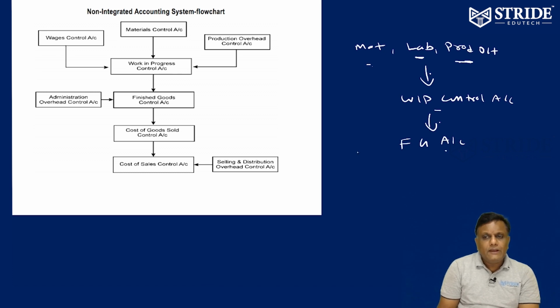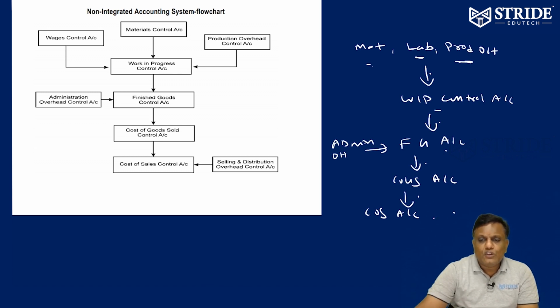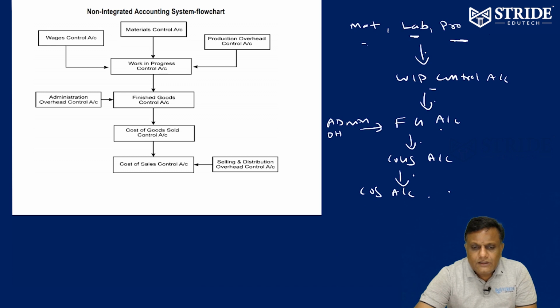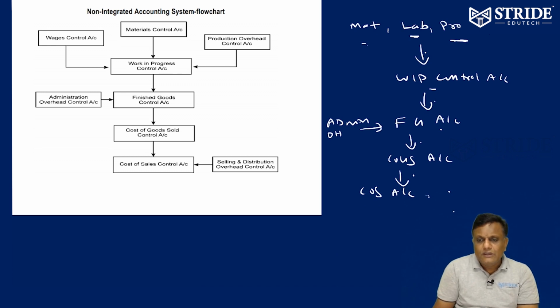Similarly, admin overhead is also transferred to finished goods control. After finished goods control, it is transferred to the cost of goods sold account. After cost of goods sold, it is transferred to the cost of sales account. Similarly, selling related expenses are also transferred to the cost of sales account. That's it. So this is the flow chart for the non-integral accounting system.